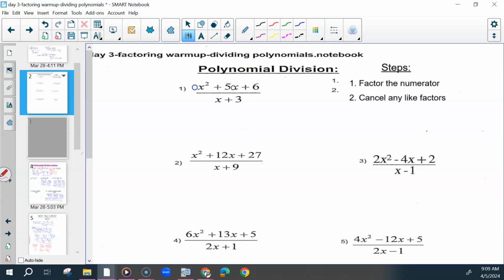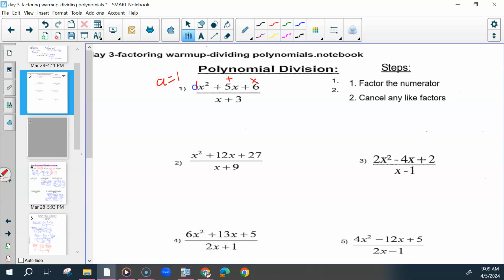And number one, we have a trinomial. There are only two types. A equals 1 and A does not equal 1. Which one is this? A equals 1. Because there's an invisible 1 in front of this. So that means we're looking for two numbers that multiply to be 6, that add to be 5.